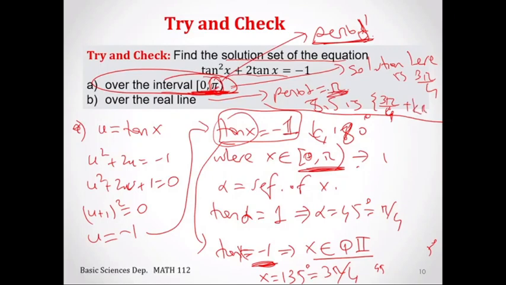It has to be k pi, where k is an integer. So the solution set is 3 pi over 4 plus k pi, and k is in the integers, so integers means Z. This is the general solution set, the solution set over the real line.